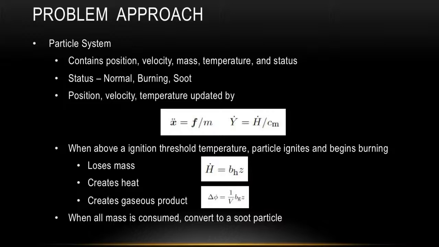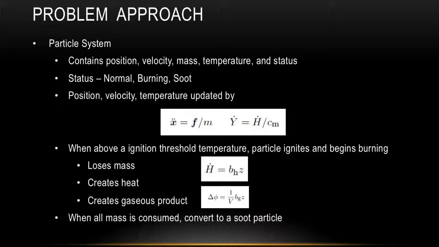The second major component in the explosion system is the particle framework. All particles have a position, velocity, mass, temperature, and current status. A particle's status can be either normal, burning, or soot. When a particle is in the normal or burning state, its position is updated using the standard equations for acceleration. Its temperature is updated based on the heat transfer from the fluid.